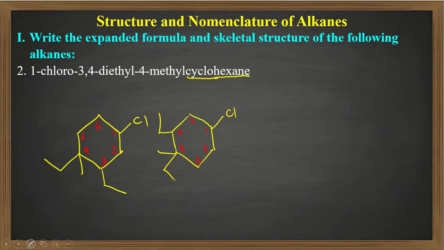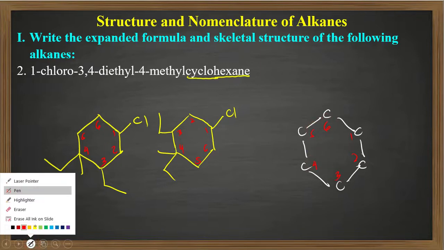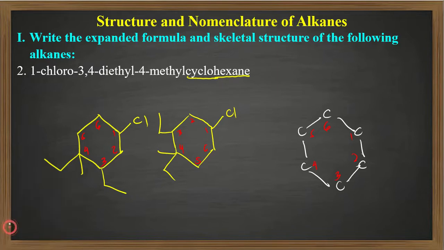So let's draw the expanded formula of this name here. So first again, atong i-draw ang parent name, no? We have cyclohexane, so we have 1, 2, 3, 4, 5, 6. We will connect that one first, yung anim na yan. Okay? And then ang atong carbon number 1 will be here. We will just follow yung clockwise natin na numbering, 4, 5, 6. Right? So we have a chlorine atom in carbon number 1.